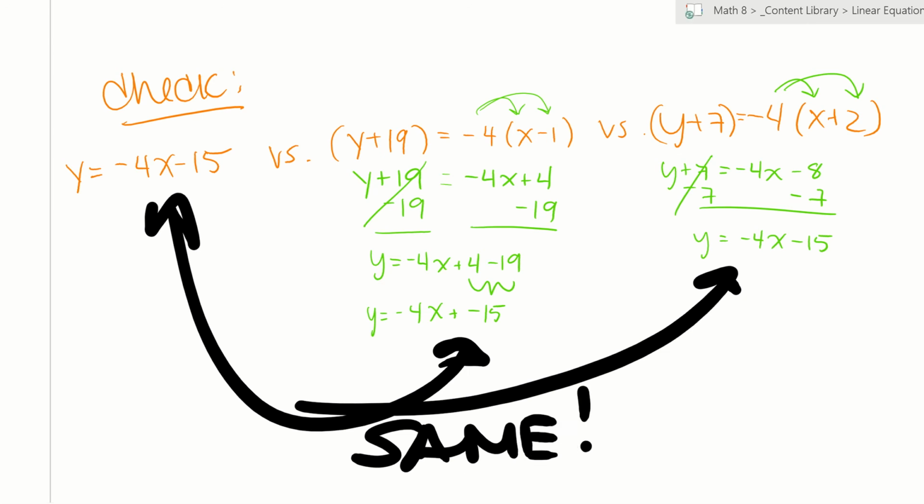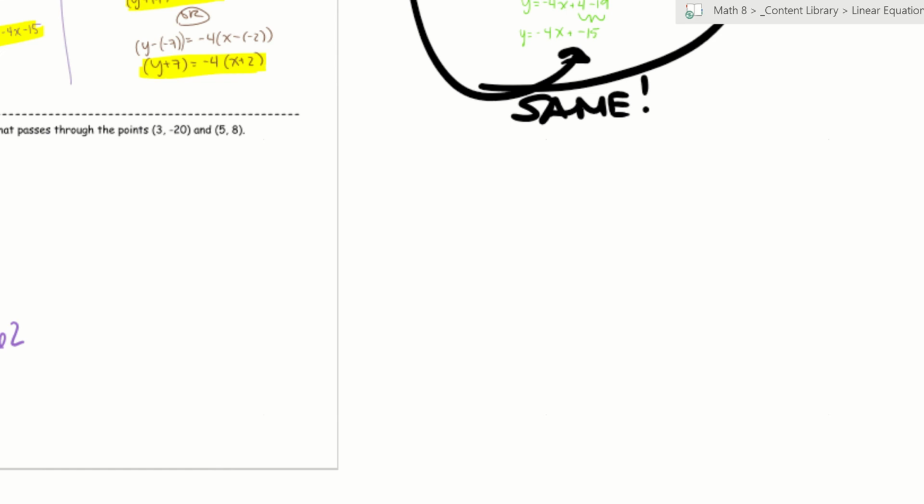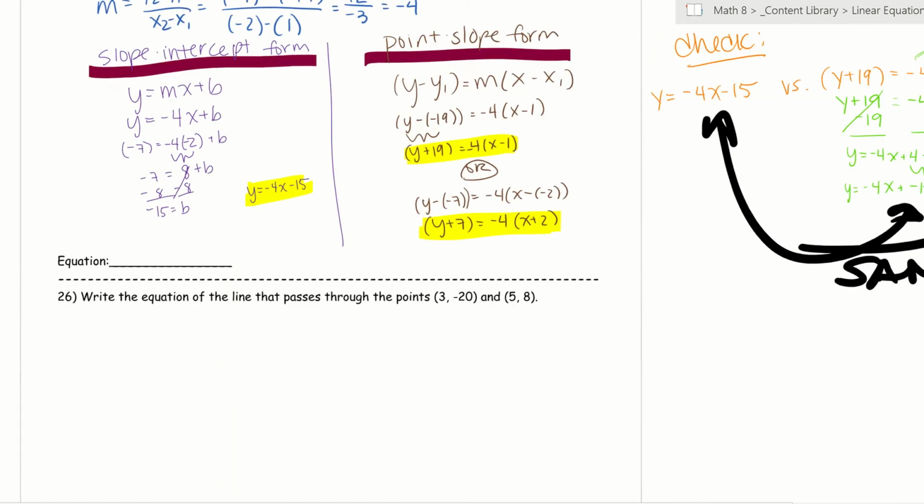Okay? And lastly, I left you to do this problem however you'd like to. This is the answer that it should be.